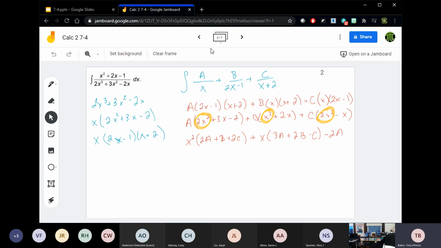All right, so if we look at my original problem, the constant in front of x squared, the leading coefficient, is a 1. So that means 2A plus B plus 2C has to equal 1. The coefficient in front of x is 2. So that means 3A plus 2B minus C has to equal 2. And the constant term at the end is -1. That means -2A equals -1.